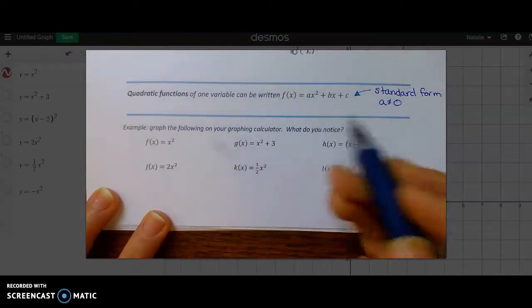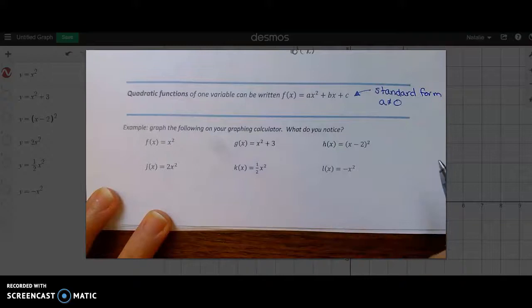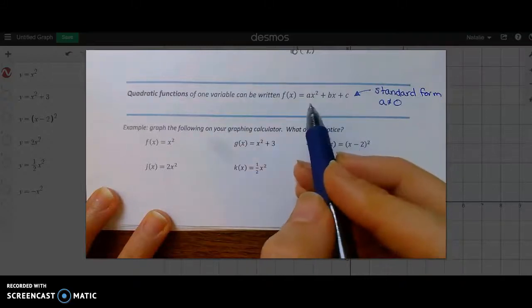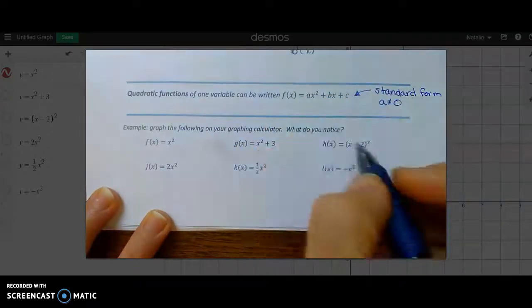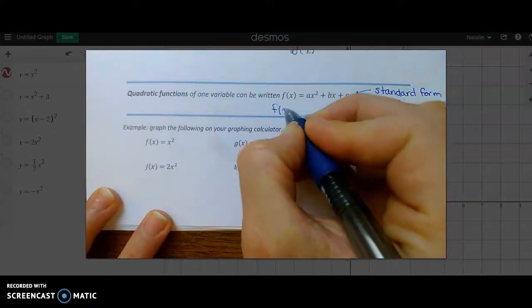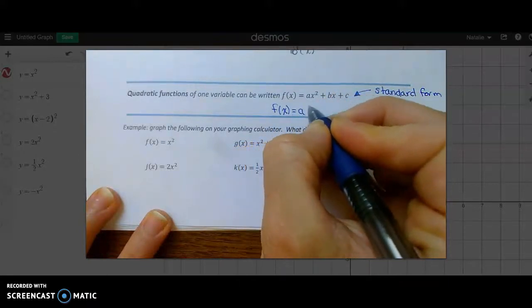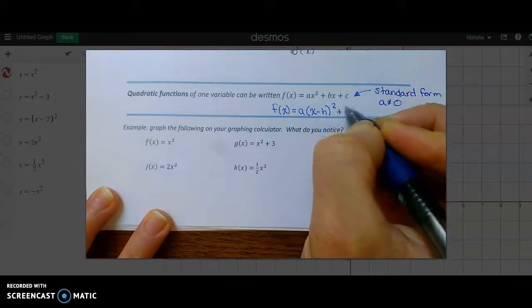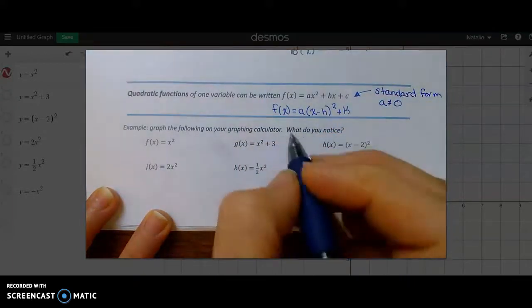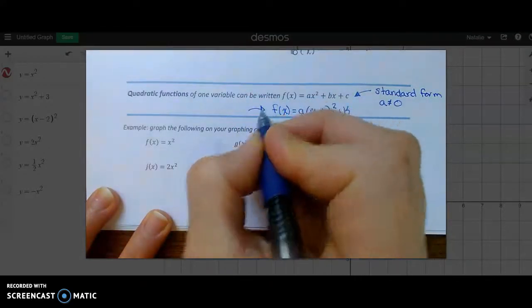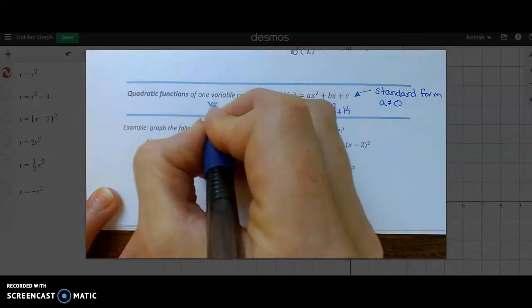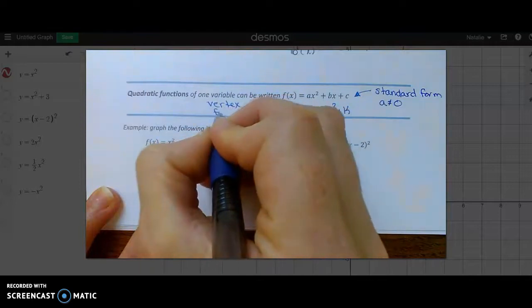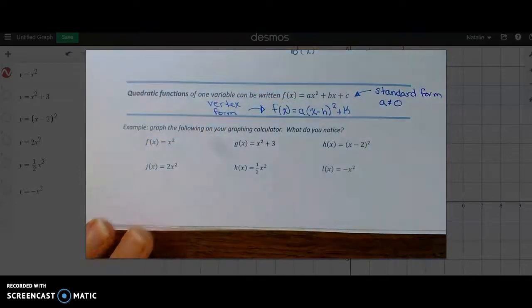And the caveat here is that a can be any real number except for 0. Of course, you can manipulate this expression and write your quadratic in any form. But another really helpful form is f of x equals a times the quantity x minus h squared plus k. When the quadratic is written in this form, it's called vertex form, because as we will see, if it's written in this form, you can easily tell what the vertex is.